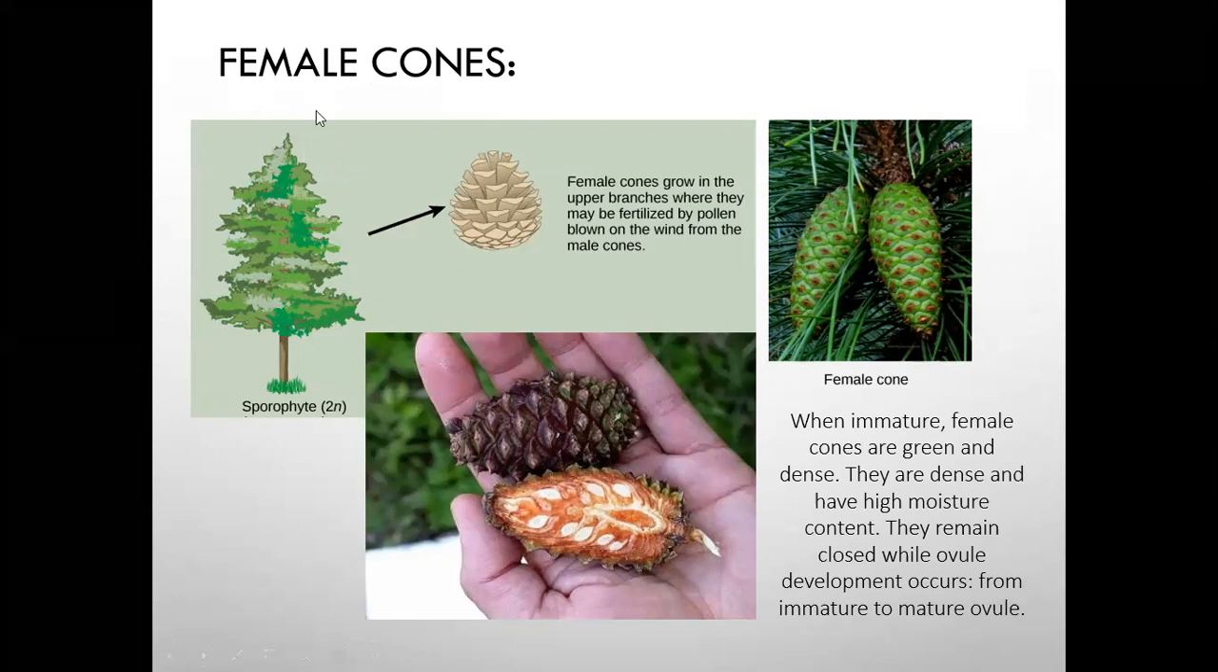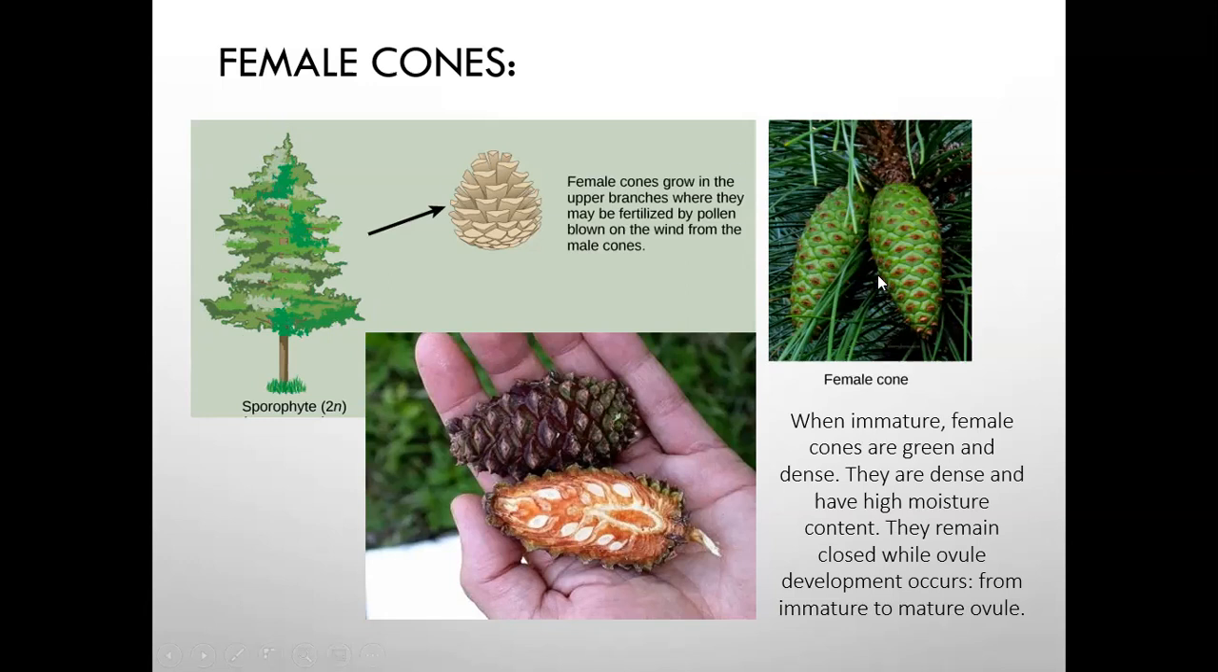So the female cones are going to grow in the upper branches and the male cones in the lower branches of our diploid sporophyte. This is to prevent self-pollination. We want to spread the genes elsewhere. The goal is not to pollinate on their own. So the female cones are located on the upper portions so that the pollen from the male cones does not reach the upper portions of the tree where the female cones are.